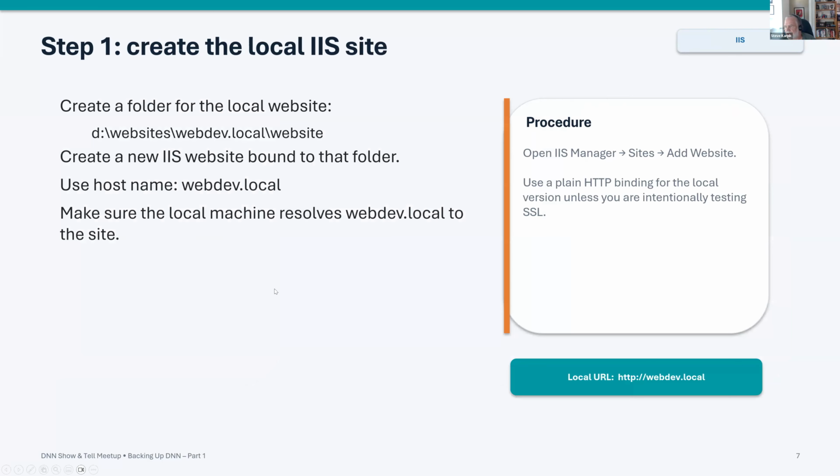So first thing to do is you've got to make a home for your website. I generally have all my websites, which I have many because I like to test things, in a folder called websites. Give it the name webdev.local, and then the actual files are going to go in the folder website. And then using the IIS manager, I'm going to bind the web server to that location. And you also have to make a change in the local hosts file so that when you type in webdev.local, your browser knows where to go.